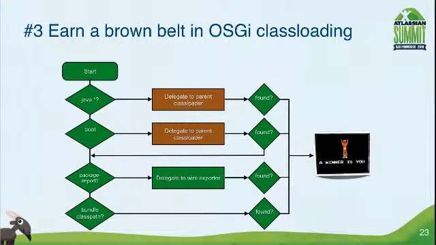OK, so my third pro tip is about OSGi class loading, which is a complicated topic. And I'm going to try to simplify it as much as possible in this slide. So this flowchart is like one third of the actual algorithm for class loading in the OSGi world. So yeah, you can't earn a black belt if you understand this slide. You just get a brown belt. It's not quite as awesome.